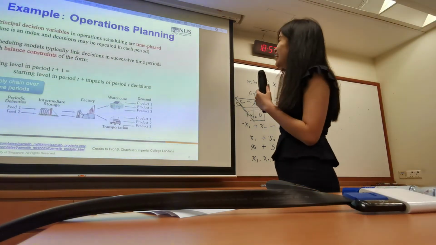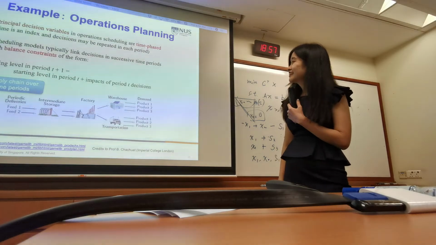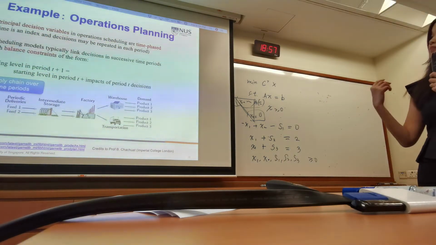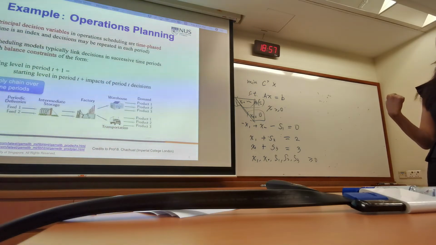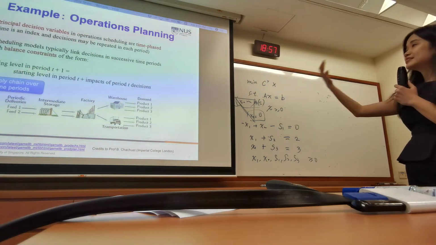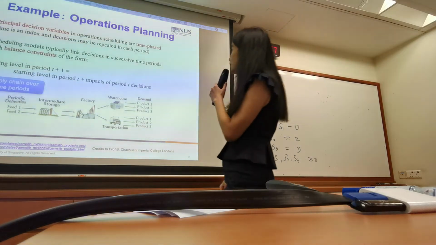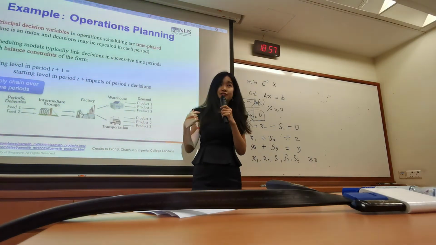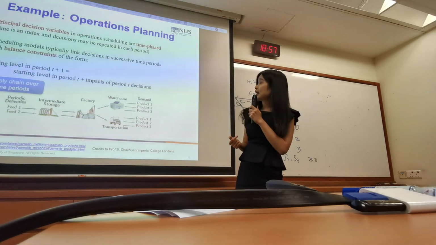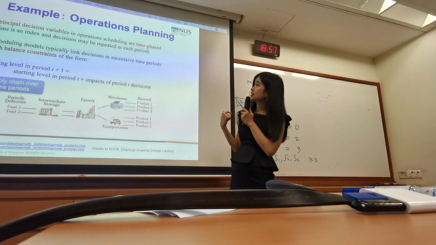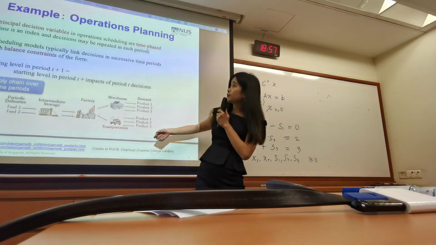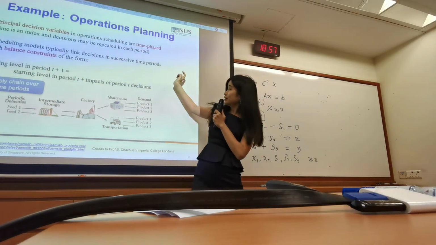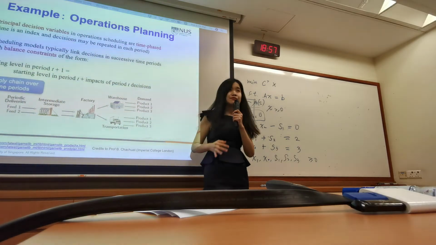So you will then need to have some of the decision variables depending on the time. Here you will have the time as an index. You will put the t there in your consideration, and then this will be considered in each of the periods. So decisions will be made in these successive time periods.